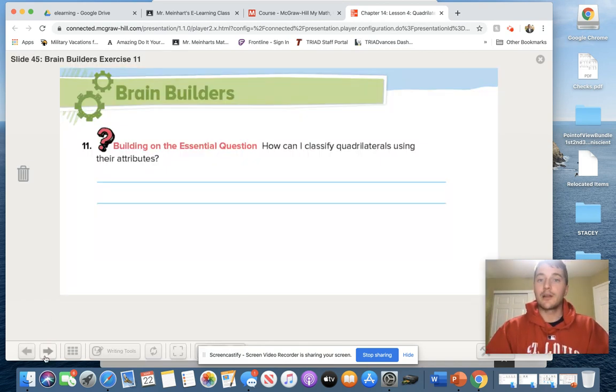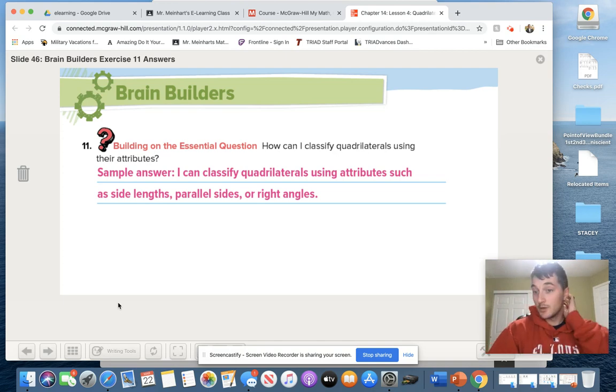How can I classify quadrilaterals using their attributes? Pause video, use your notes, and I want you to do that for me, just like we do in class. I have you answer these questions because I want to make sure you know. Pause video, answer the question, and hit play.